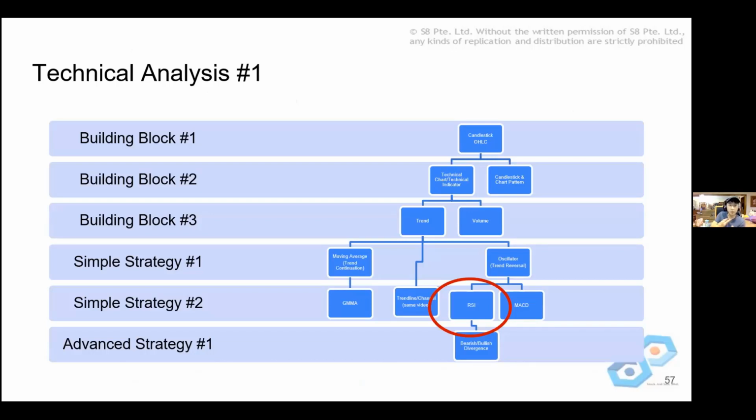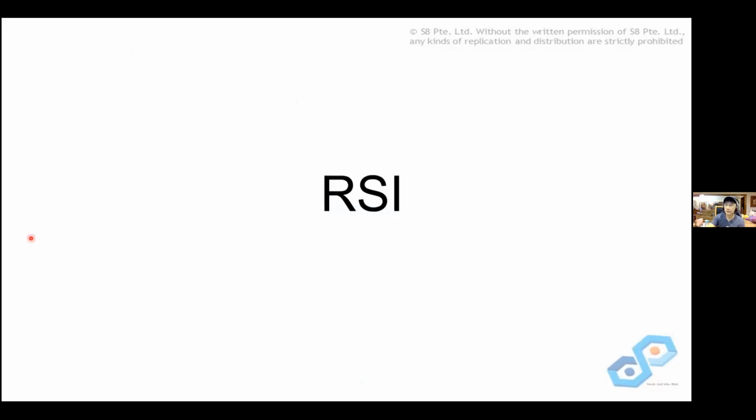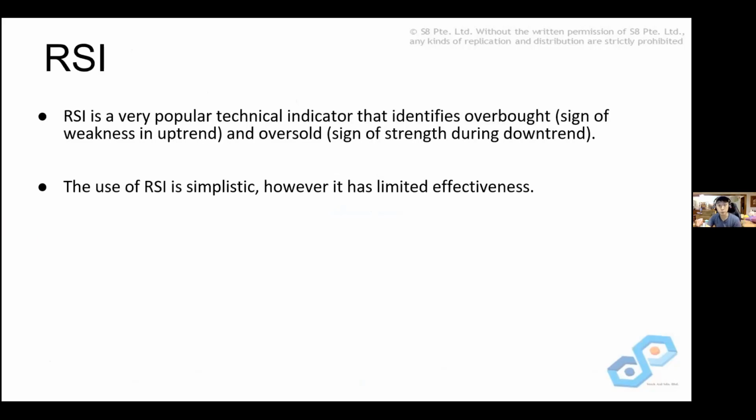Now, RSI, like I said just now, it's all about overbought and oversold. When it comes to RSI, overbought and oversold is used to identify trend reversals. Uptrend becomes downtrend, downtrend becomes uptrend. Now, the RSI is simplistic, purely overbought, purely oversold. But because it is simplistic, it is not effective. Now, let me explain why.